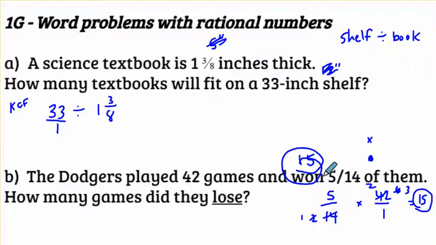They won 15, but the question is, how many did they lose? So if they played 42 and they won 15, what's left to have lost?